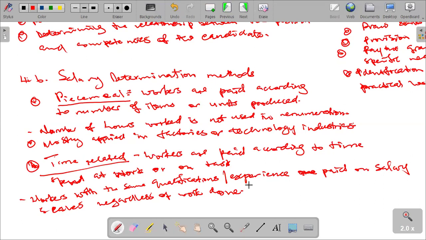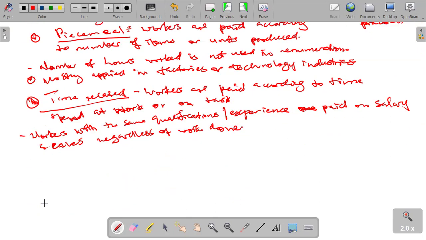And then in other words, it is important to understand that it is a method mostly used by many private and public sector businesses.